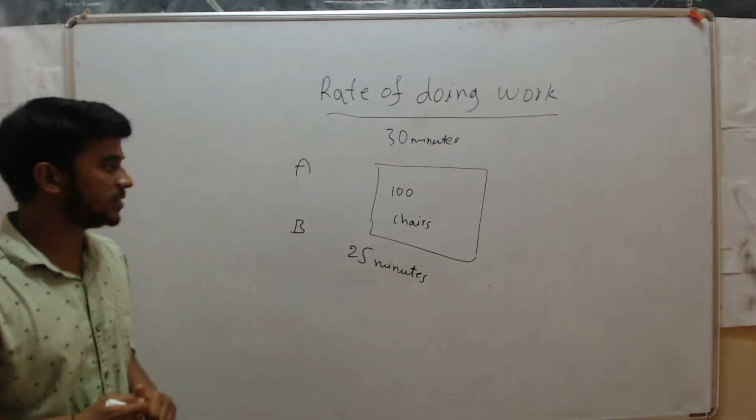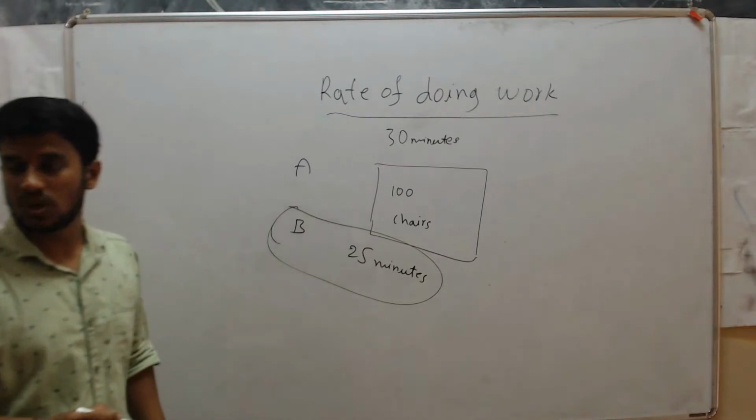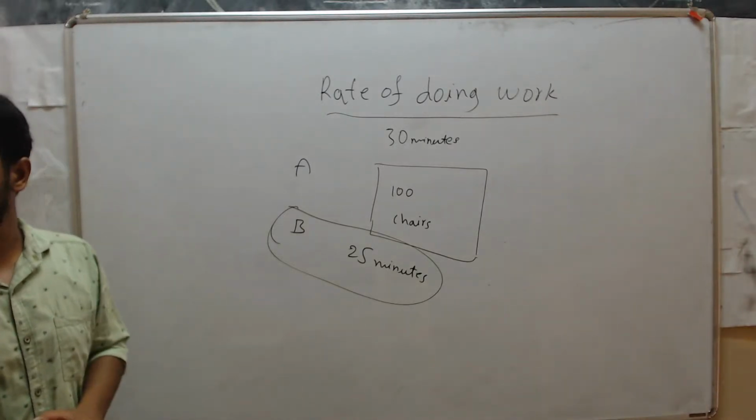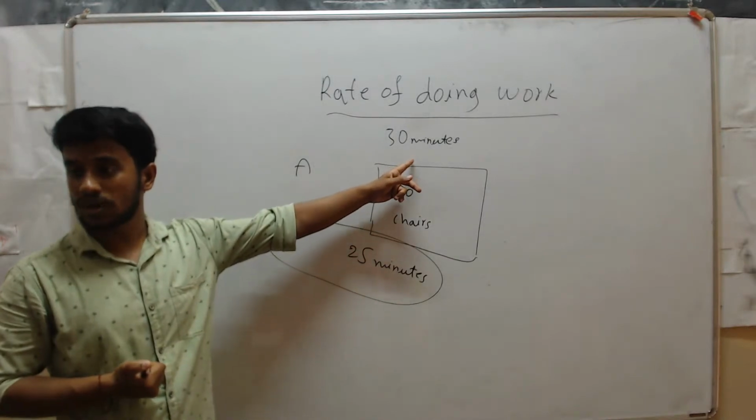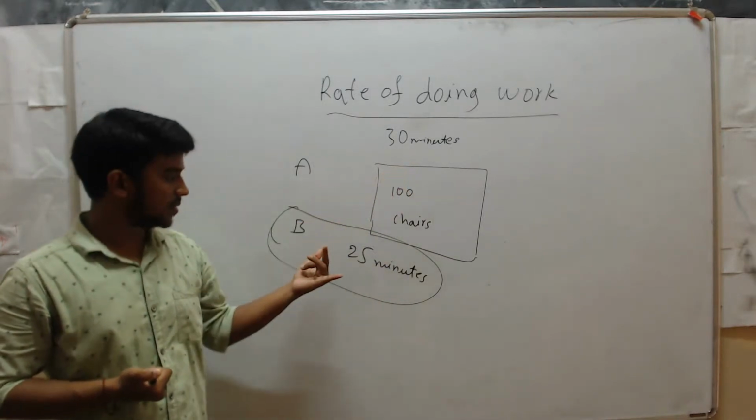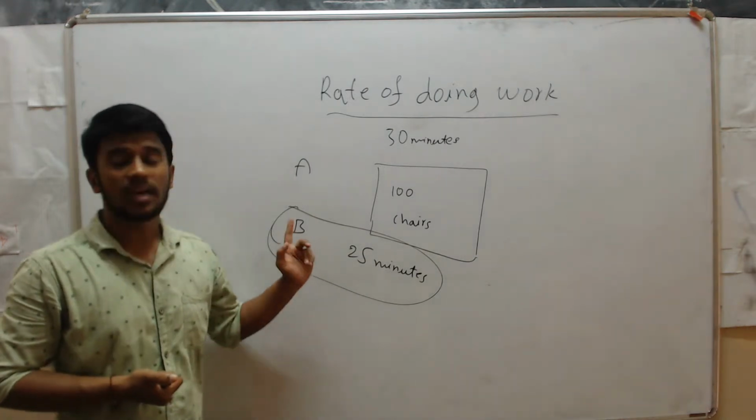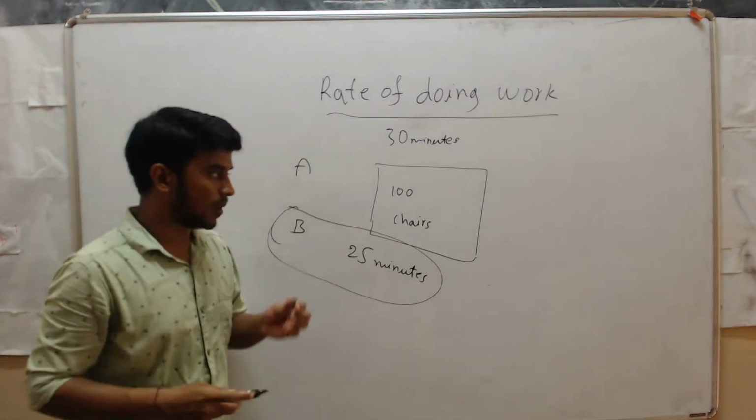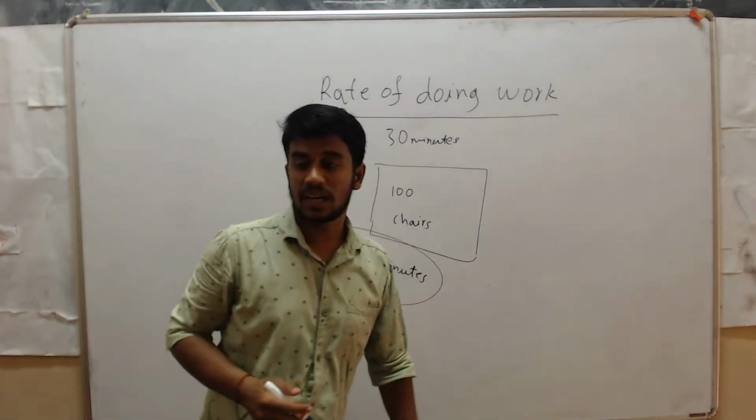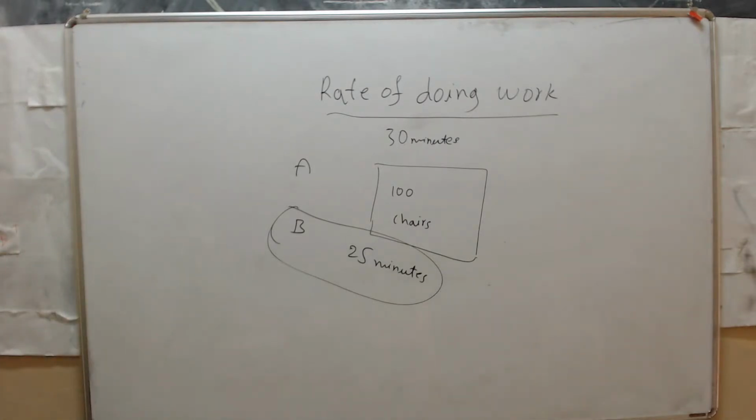Definitely we will say that person B is the strongest, because person B is doing the same work in less time, but person A is taking more time. So because person B is taking less time, we can say that person B has more power. Power means the rate of doing work. So what is power? The rate of doing work.